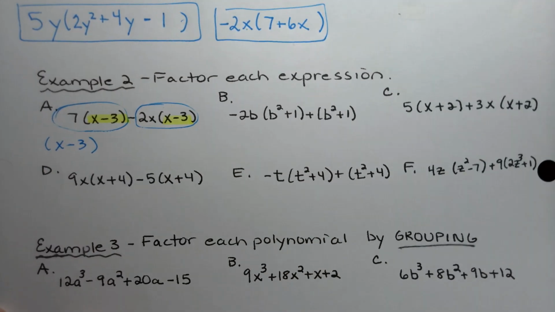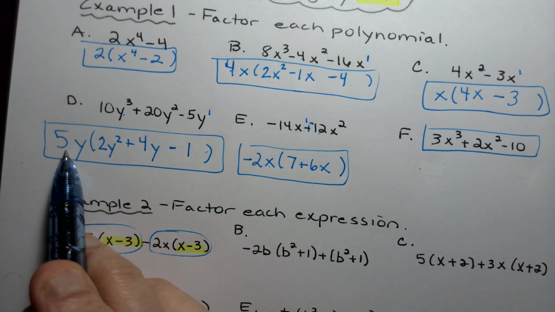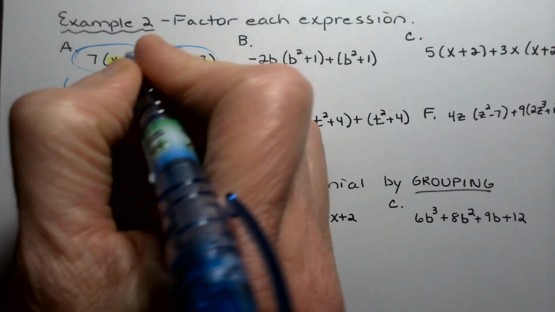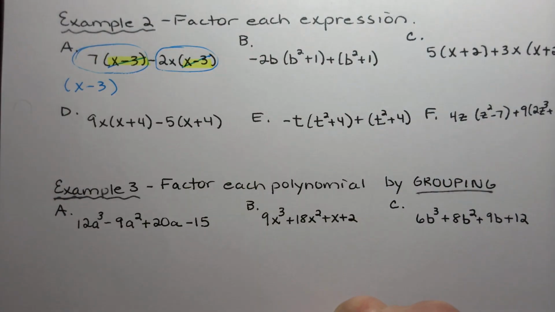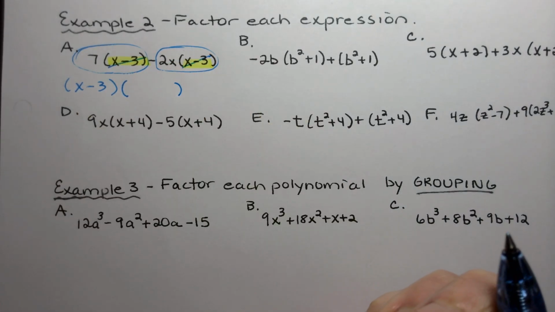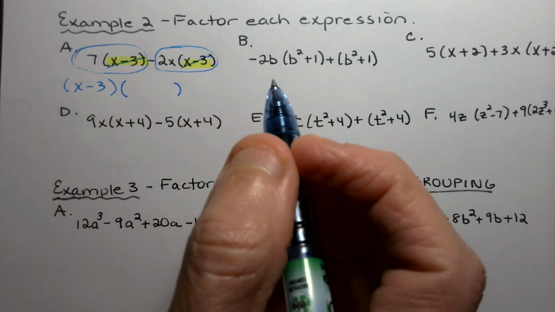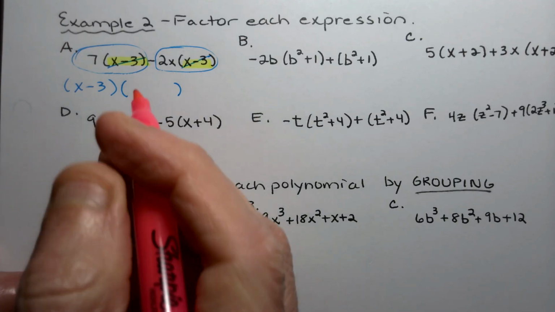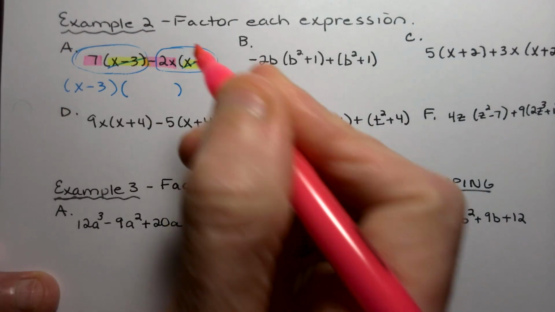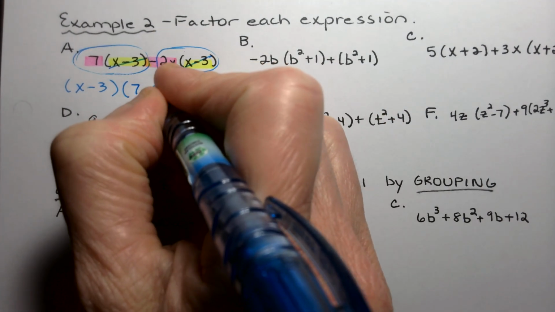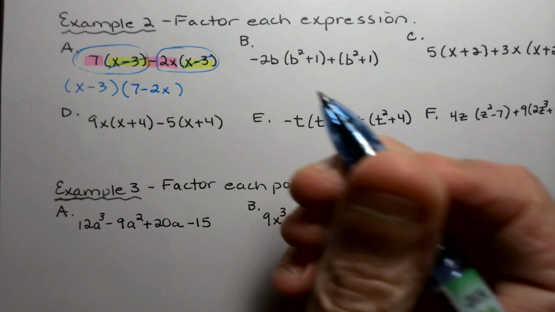Just like up here, you took the 5y out front. Well, in this case, what's the same in both? The x minus 3, so I took that out. So that's gone now. I took it out front. Now we're going to have another parenthesis, and we're going to write what's left. So what is left? That goes in the other parenthesis. 7 minus 2x. That's the only thing that's still in there. So we write that in the other parenthesis, and we're done.